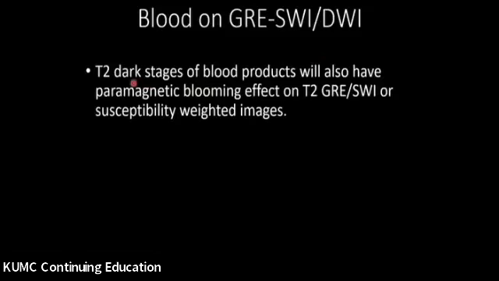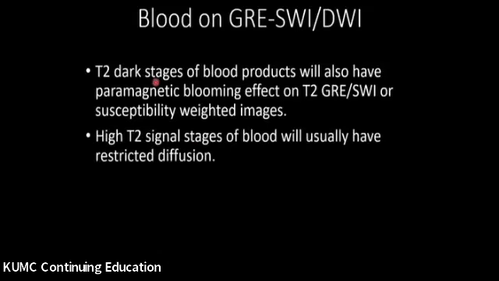And it is the T2 dark stages alone, only those stages that are going to show up on the blood sensitive sequences as being dark, also on the DWI, the same way, and have a paramagnetic blooming effect. Whereas the T2 bright stages of blood, these are the ones that won't be dark on the SWI or the DWI, but they are fair game to diffusion restrict on the DWI.